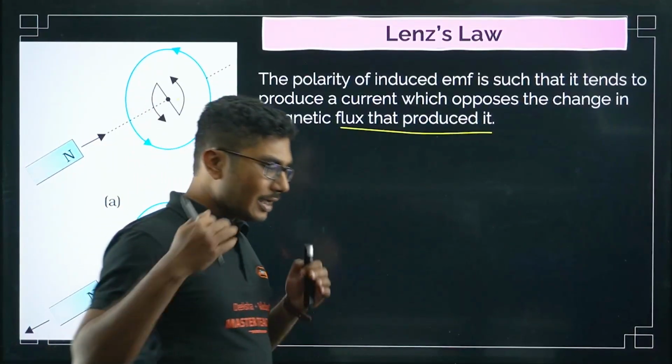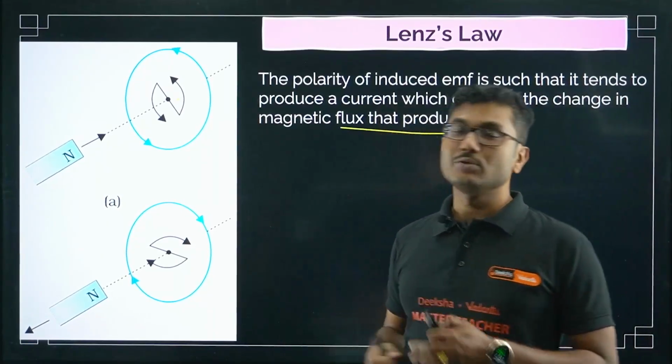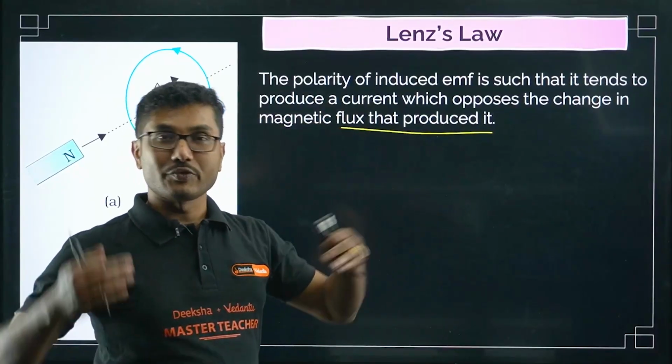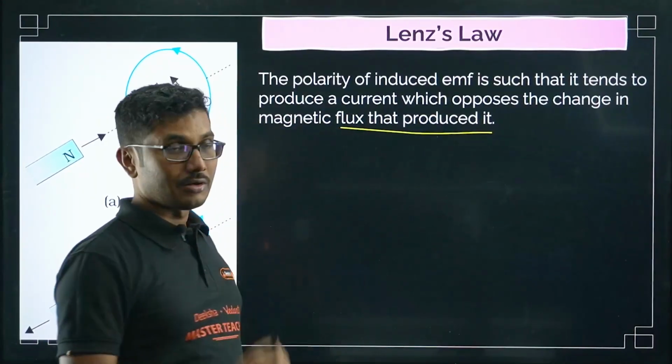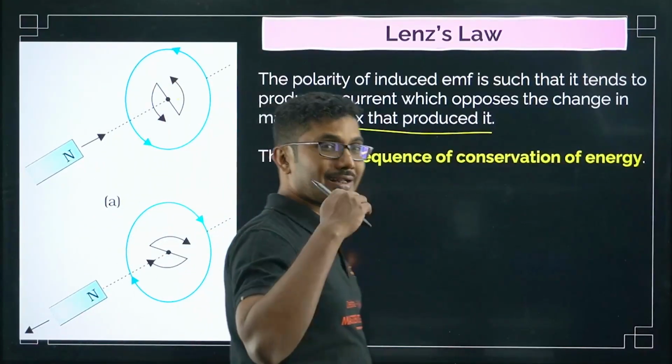Whatever the cause that is producing this current, it always tries to prohibit that, right? This is always important, and the negative sign comes from this fact, Lenz's law. And this is a consequence of conservation of energy, right?